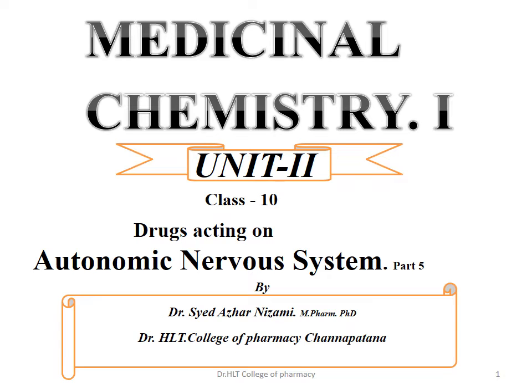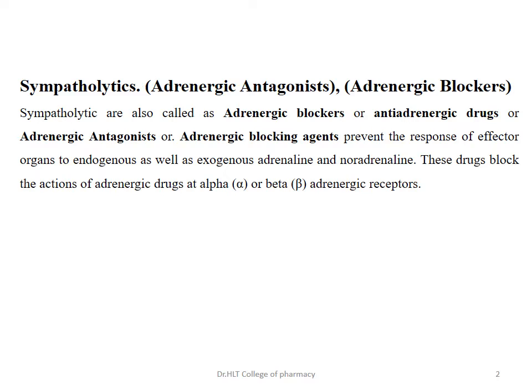Welcome to the class 10 of Medicinal Chemistry 1, Unit 2, Drugs Acting on Autonomic Nervous System, Part 5. In the previous class, we discussed sympathomimetic, that is adrenergic agonist drugs, which are directly acting or indirectly acting on the adrenoreceptors.